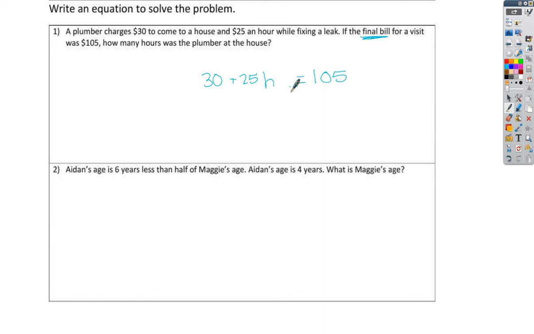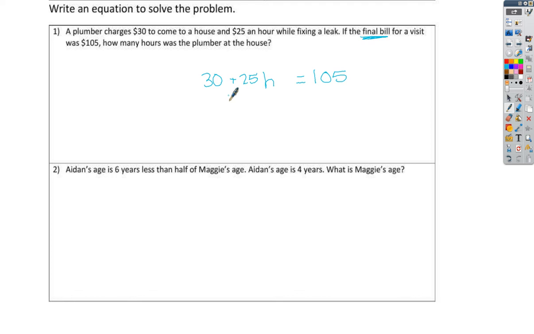So here's our equation. And we just broke this up by thinking of what we already know. We knew our final bill would be $105. We knew we had to pay $30, and we had to pay $25 an hour. We had no clue how many hours he came to fix our leak. So now we're going to solve.